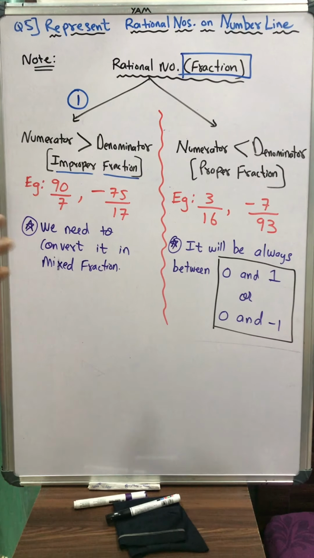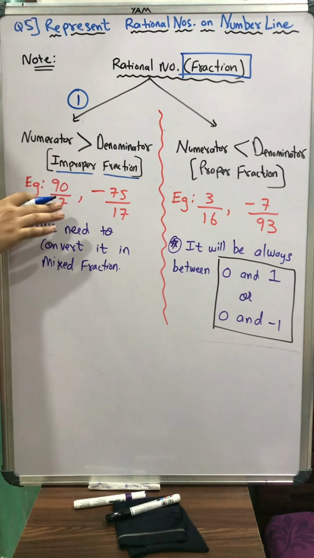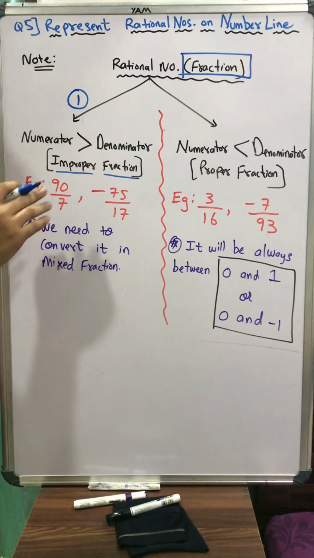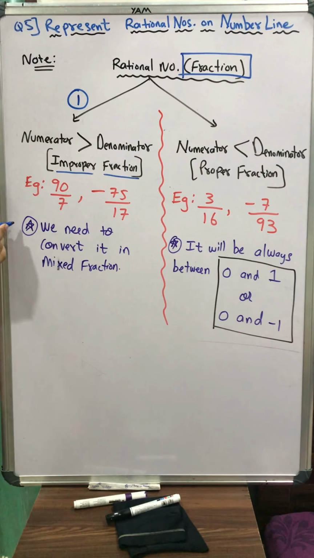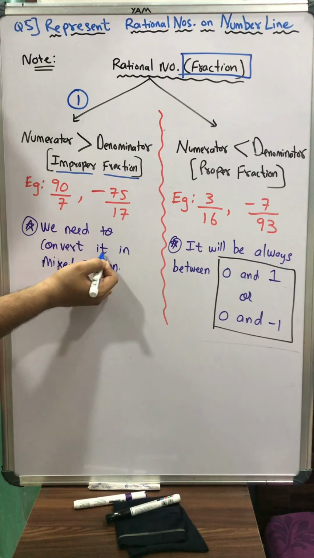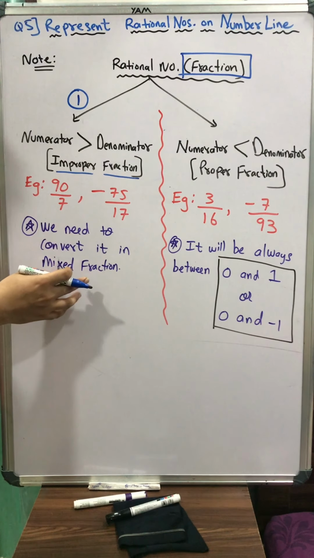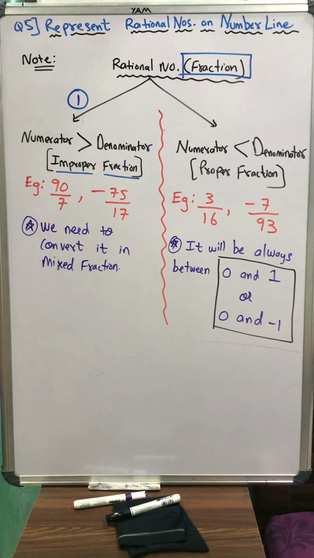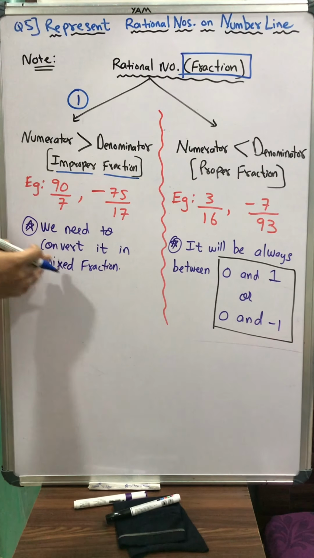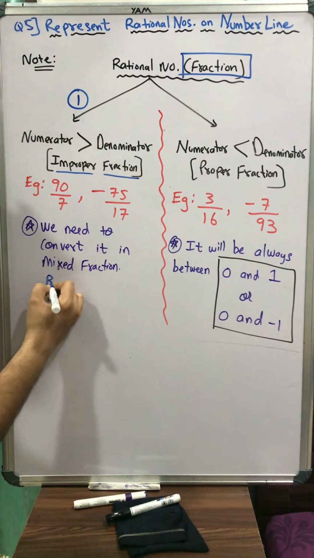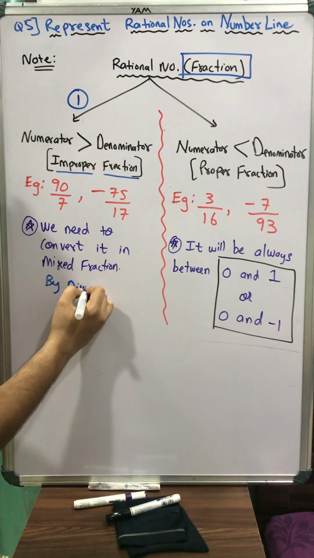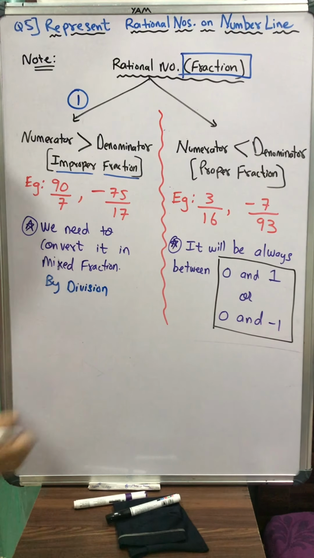But the key point is whenever numerator is big, denominator is small, so at that time what we have to do, we need to convert it in mixed fraction. We need to convert a fraction in mixed fraction form. How we convert into mixed fraction form? By division. By division. Yes.